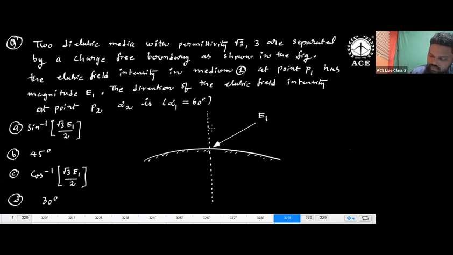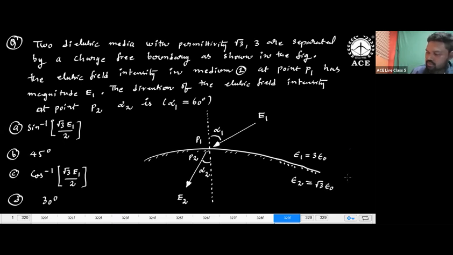Here is a diagram. Here it is E1. Here it is alpha 1. Here it is E2. Here it is point P1. Here it is point P2. Here the angle is alpha 2. Here epsilon 1 is equal to 3 epsilon naught. Epsilon 2 is equal to 3 epsilon naught. And he has also said that there is no surface charge here. Charge free.